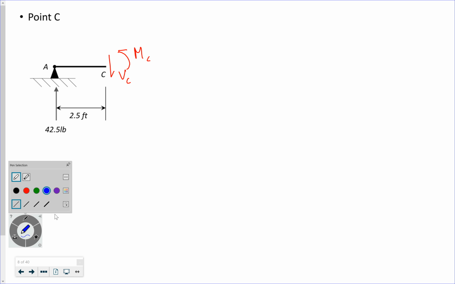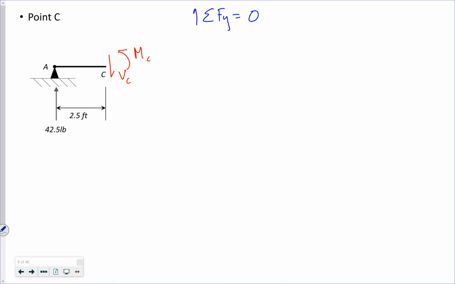So then all I have to do is solve for my unknowns. I don't know my shear, I don't know my moment. So sum of the forces in the y direction, because I only have one unknown, I can use that. I have my reaction going up, my shear at C going down, solve for that. Should get 42.5 pounds.